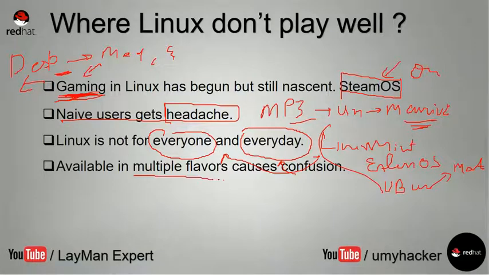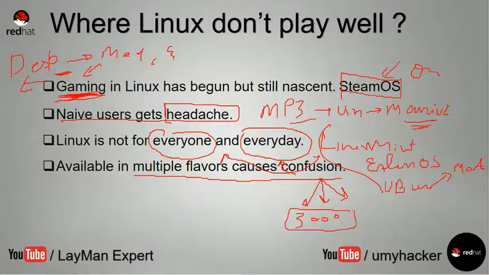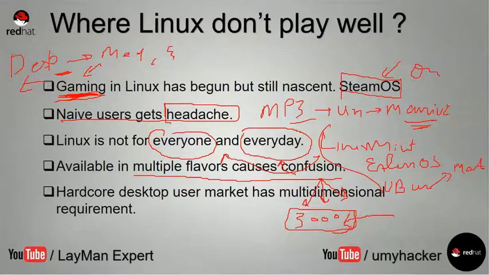Availability in multiple flavors causes confusion. Yes, that does. How many distros do you have? I will say that more than 3,000 distros of Linux are available in the market. 3,000 different flavors of a single operating system, to see which suits you. It's a kind of research project in itself. If you are a user and want to choose a correct and perfect operating system that fits your media needs, office needs, gaming needs, then it's a headache.